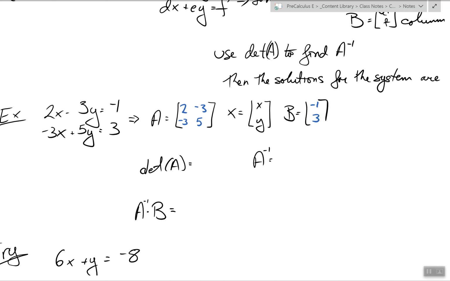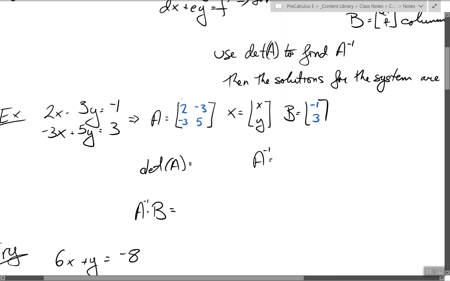Then we need to find the determinant of A, and that is pretty quick when it's a 2 by 2. So again, we do the cross products and we subtract them. So we have 2 times 5 minus negative 3 times negative 3. 2 times 5 is 10 minus negative times a negative, so positive 9. So the determinant of A is just 1. So this is going to be a really easy one.